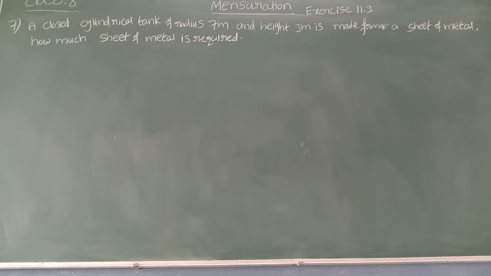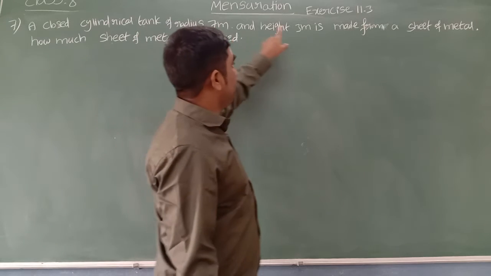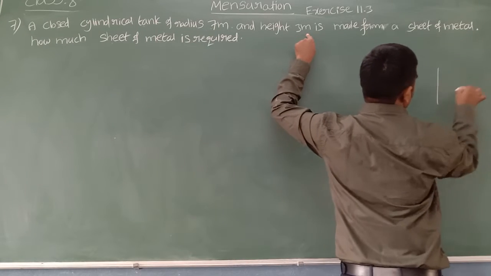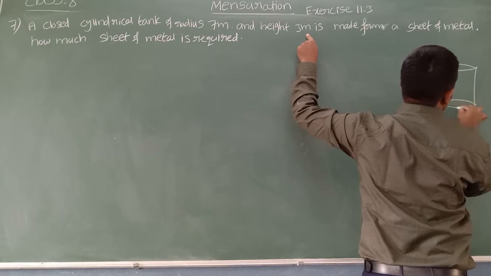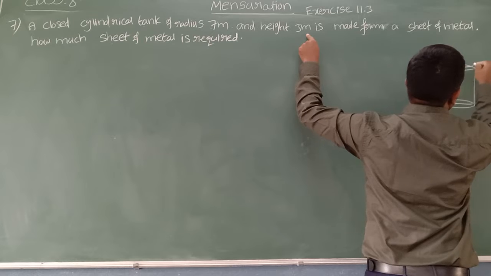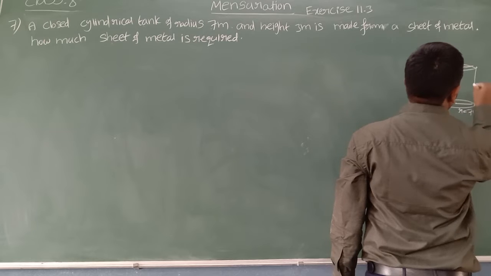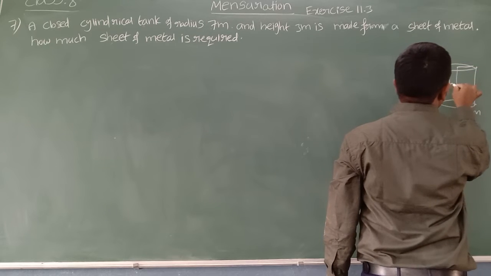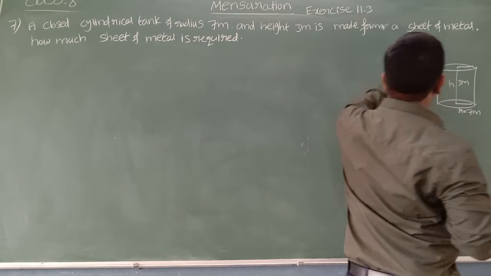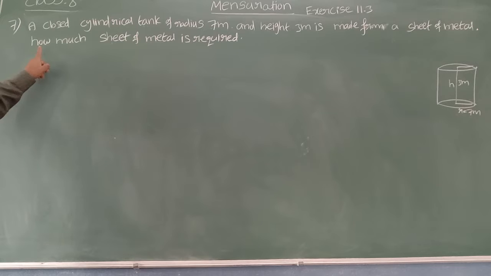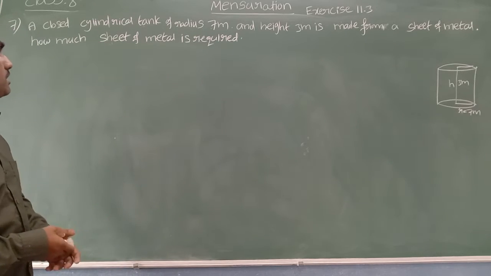Children, you can see one more here. We have the 7th one. A closed cylindrical tank of radius 7 meters and height 3 meters. Here we have a closed cylindrical tank, and its radius is 7 meters, and the height of the cylinder is how much? 3 meters. The height of the cylinder is 3 meters. It is made of a metal sheet. How much metal sheet is required to make this cylinder?